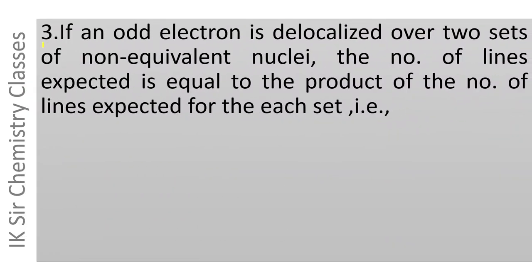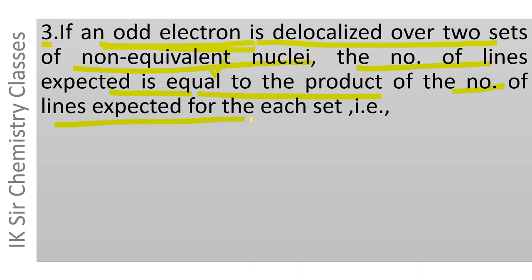And there is a third general rule. If an odd electron, that is the unpaired electron of a free radical, is delocalized over two sets of non-equivalent nuclei, the number of lines expected in the ESR signal is equal to the product of the number of lines expected for each set.